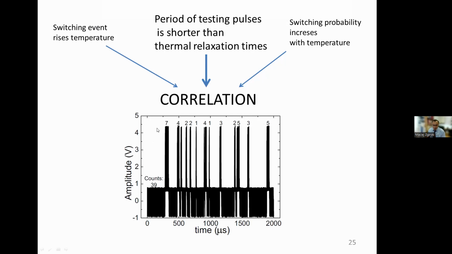So here is the scope trace of the switching events in the correlated regime. You see that the switching events appear in bunches. For example, here we have 7 switching events in a row, here 4, 2, 1, 4. So when we have switched once, there is an increased probability to switch in the next pulses. And this is because of the internal heating in the junction.